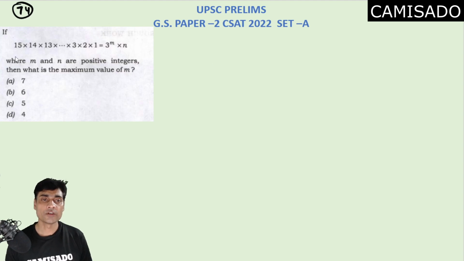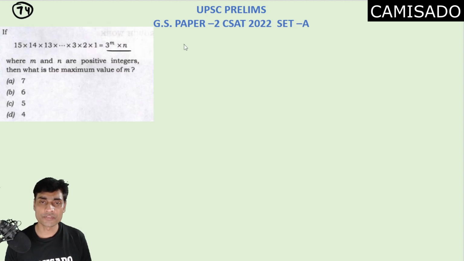Again, now in this question 15 into 14 into 13 is given equal to 3 raised to power m into n, where m and n are positive integers. What is the maximum value of m? So basically I will not take all the numbers here.